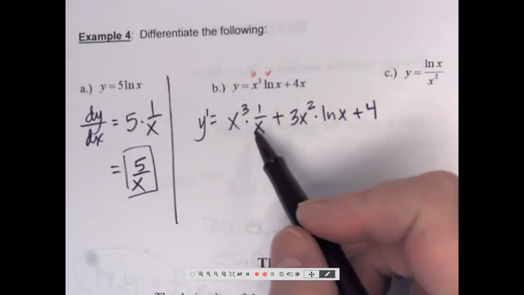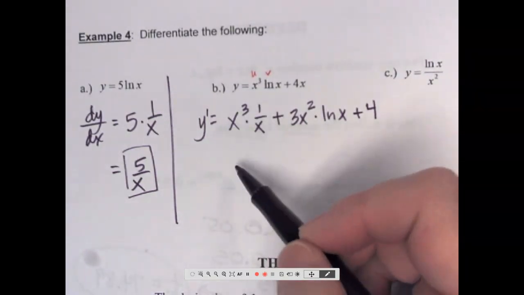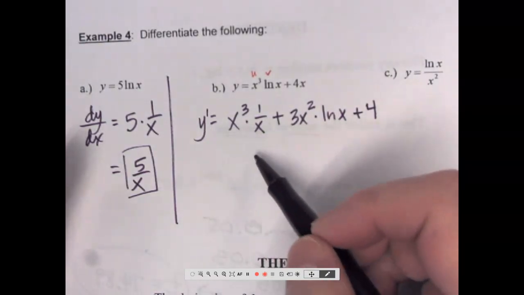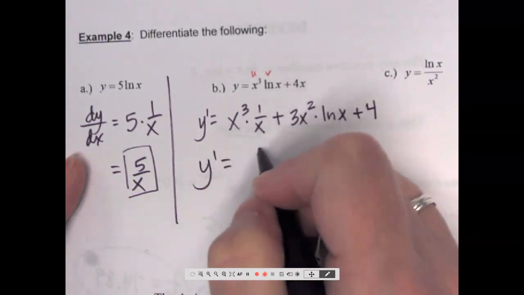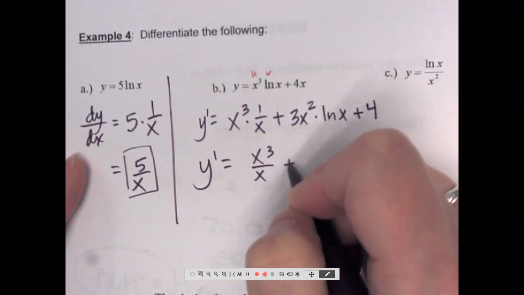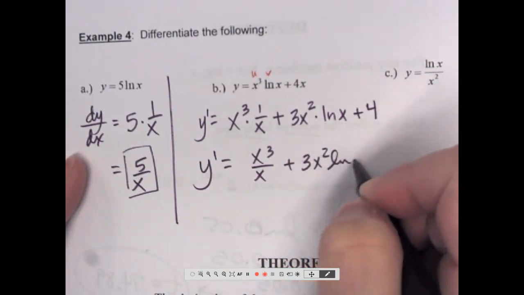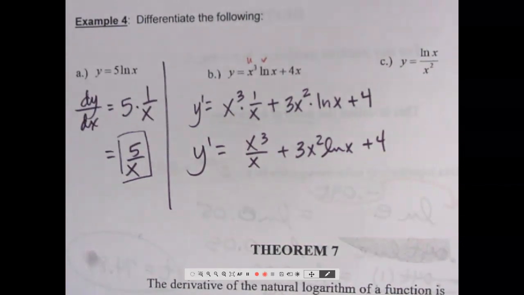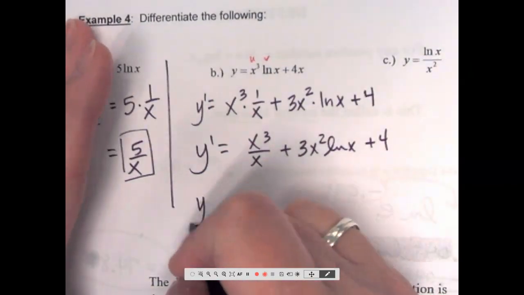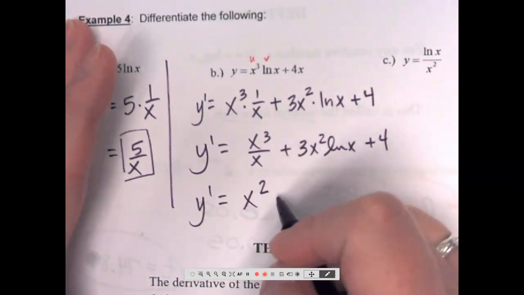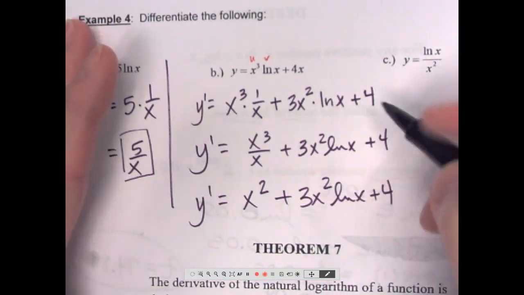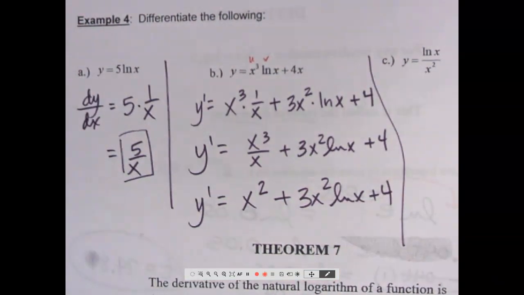Okay, now these often can be simplified, because how else can I write x cubed over x? I just told you. I could write that as x cubed over x, plus 3x squared natural log x plus 4. But what does x cubed over x reduce to? X squared. So I would do that reducing, leave that as x squared, and all of that would be my derivative. Question?